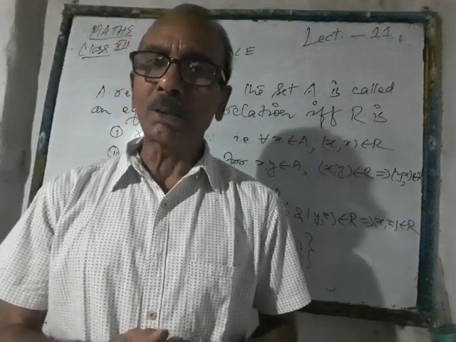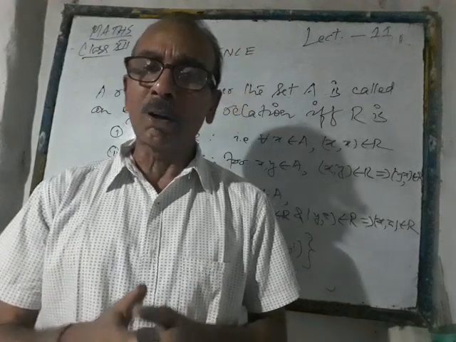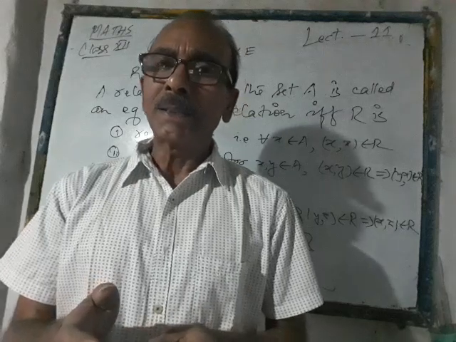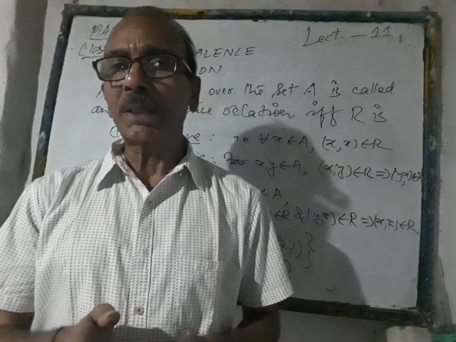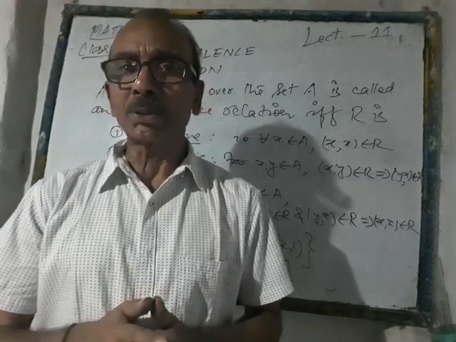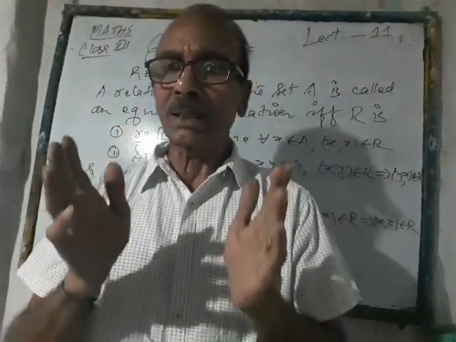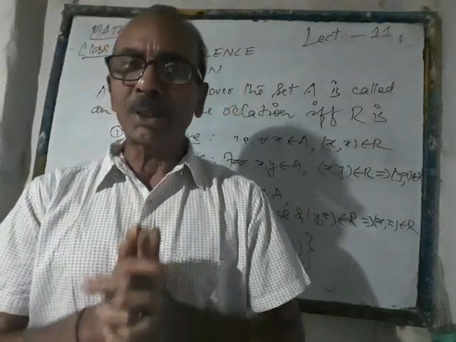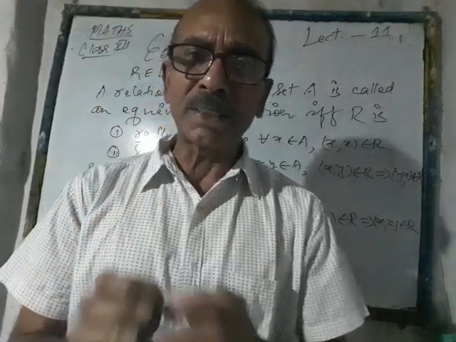Here we are concerned with what that particular relation would be called when all these three conditions hold true. That means if a relation is reflexive, symmetric as well as transitive, then it is known as an equivalence relation, which we are going to talk about in this video. So an equivalence relation is a relation over the given set if it is reflexive, symmetric as well as transitive. A very simple definition.